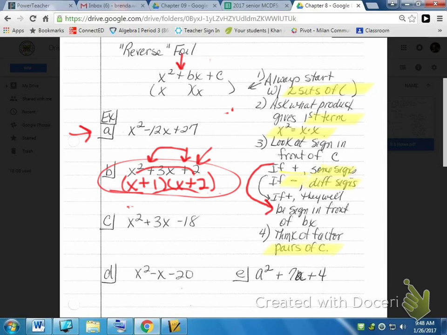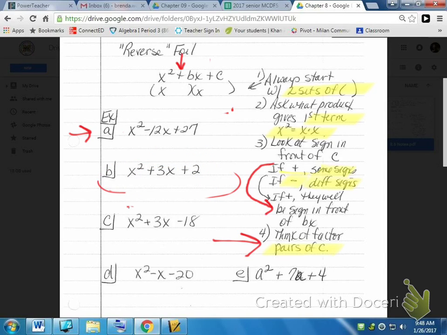Tora? Will there ever be a time where there'll be no x squared? No, because then that would be something different. That'd be like what we did yesterday. Yes? I don't understand how to get the numbers after, like, x plus 1. Okay, so look at this 4th step right here. Think of factor pairs of C. So in this problem, let's go back. In this problem, Avery, it was a 2.